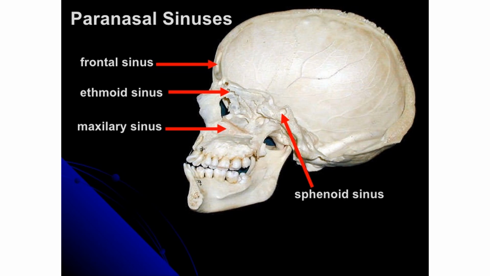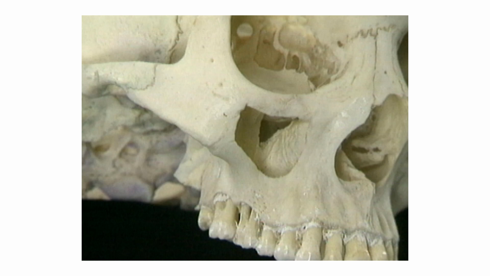So I'm going to show you one more figure of this maxillary bone that's been cut open right here, and we can see it's hollow. This is the maxillary sinus. So now you know the 4 sinuses of the skull: the frontal sinus, the ethmoid sinus, the sphenoid sinus, and the maxillary sinus. Those are the sinuses of the skull. So this was a pretty simple instructional video.